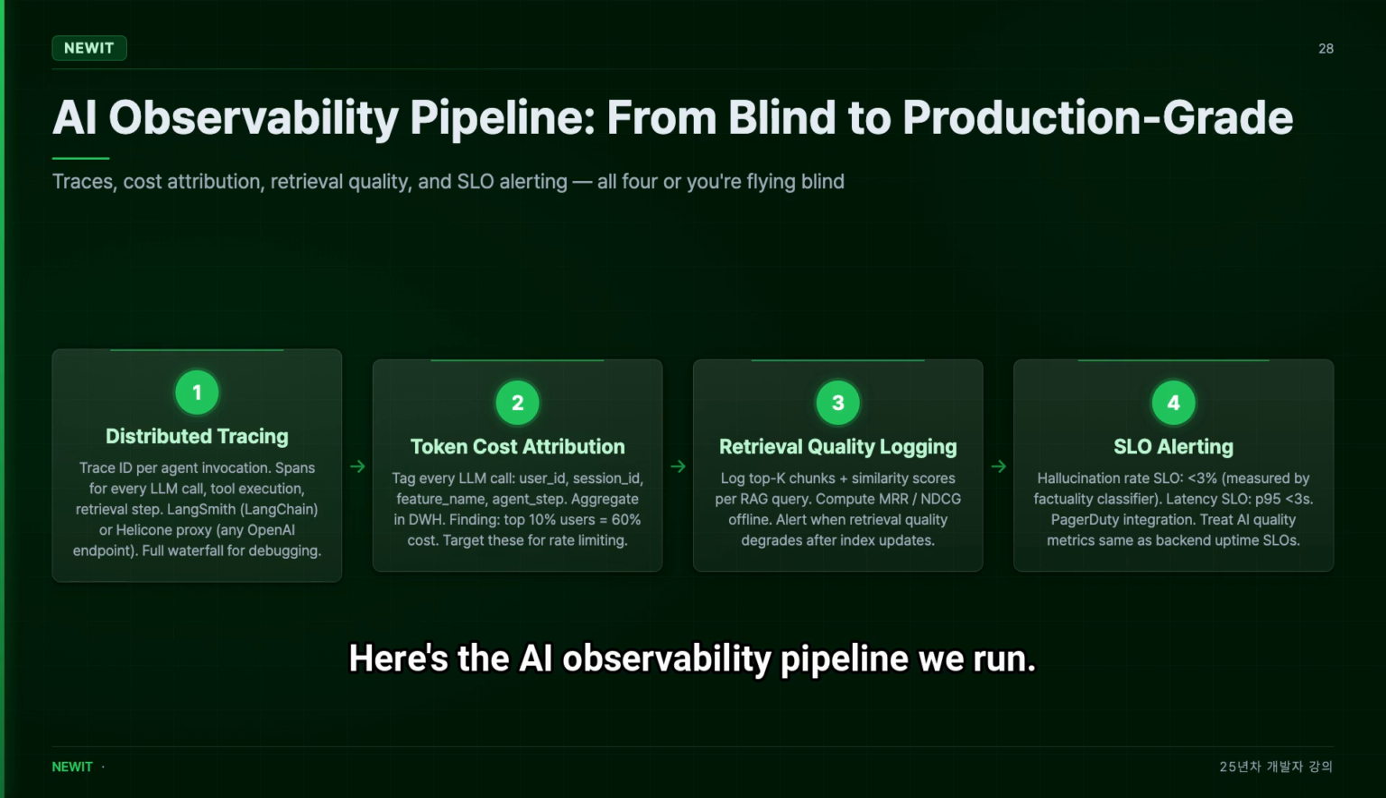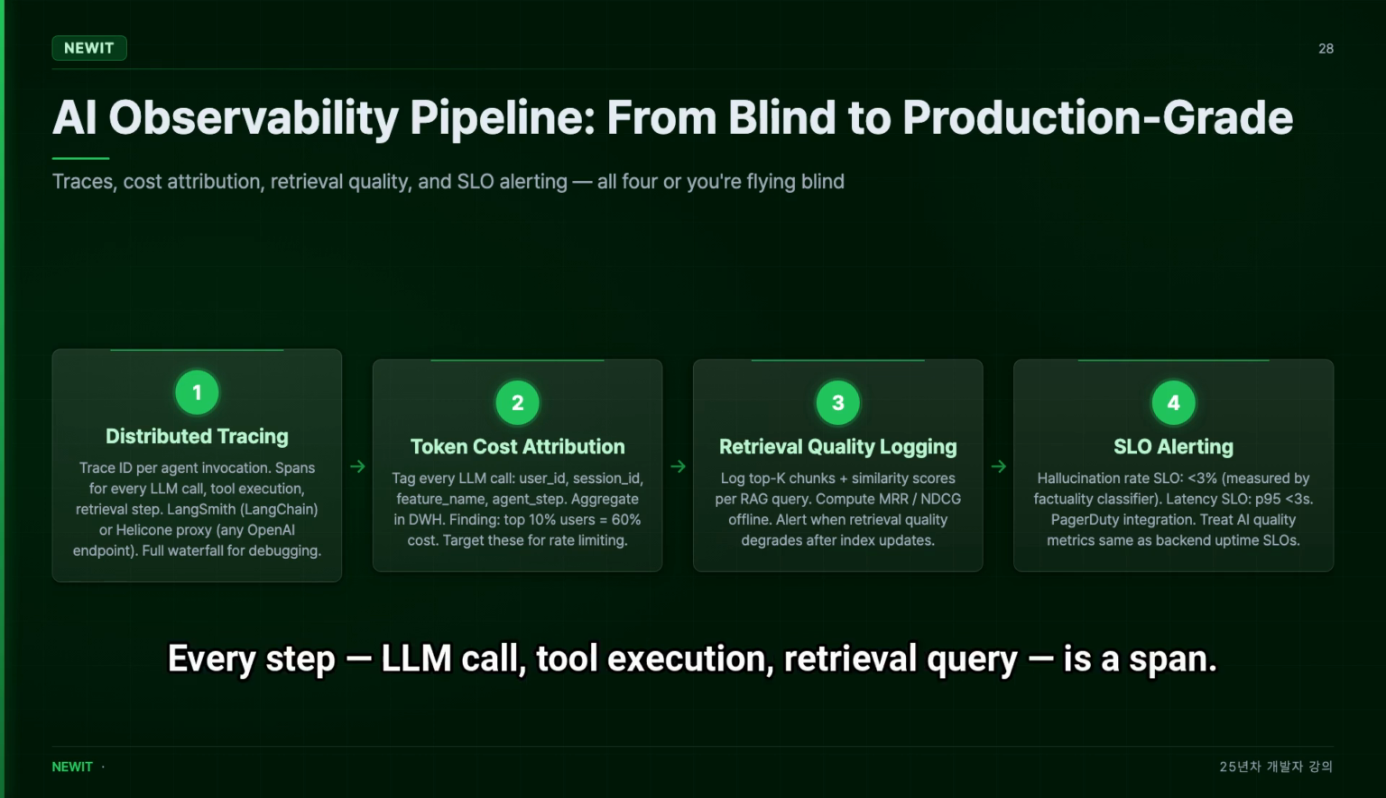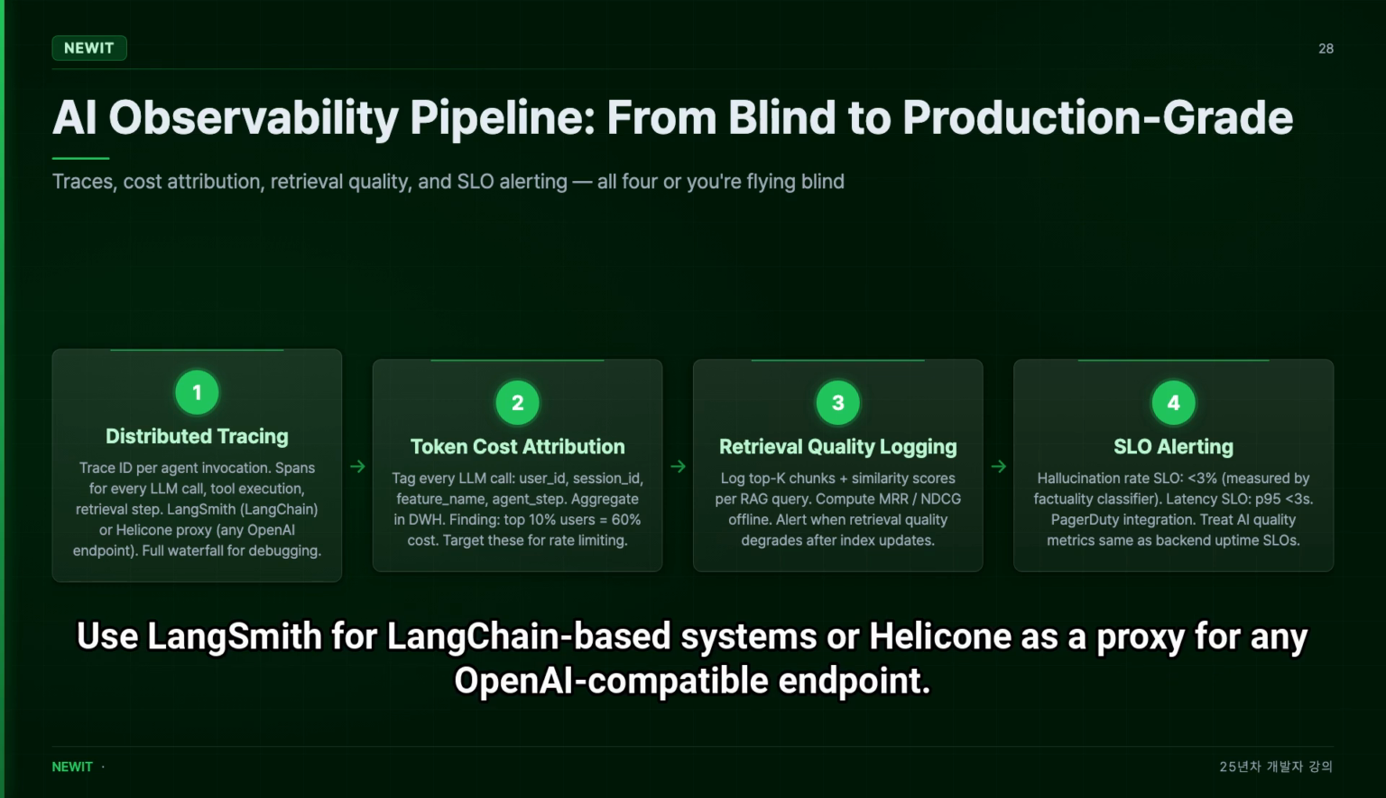Here's the AI observability pipeline we run. Step 1. Distributed tracing. Every agent invocation gets a trace ID. Every step, LLM call, tool execution, retrieval query, is a span. Use LangSmith for LangChain-based systems or Helicone as a proxy for any OpenAI-compatible endpoint.